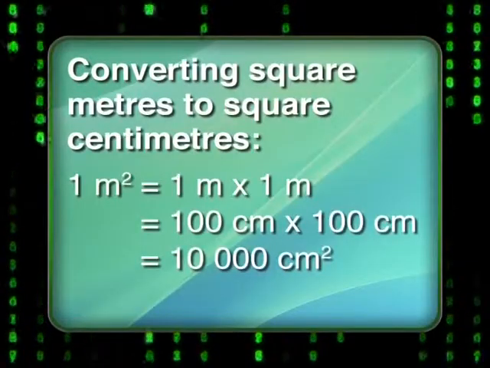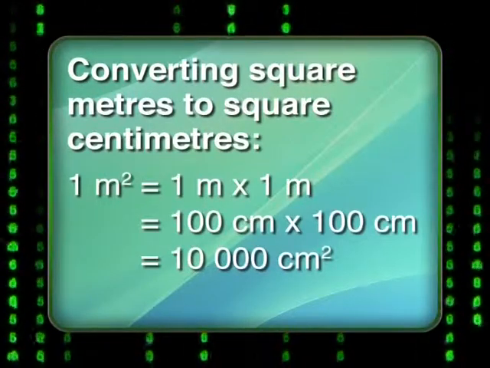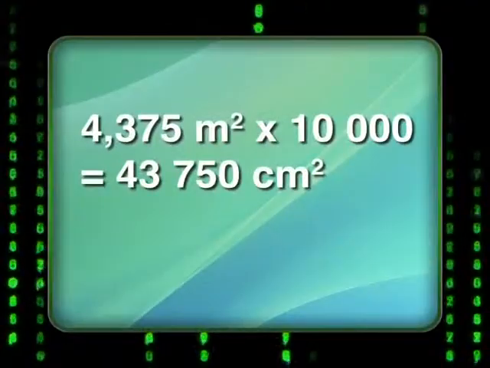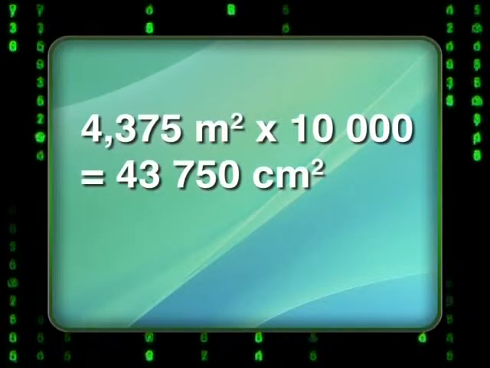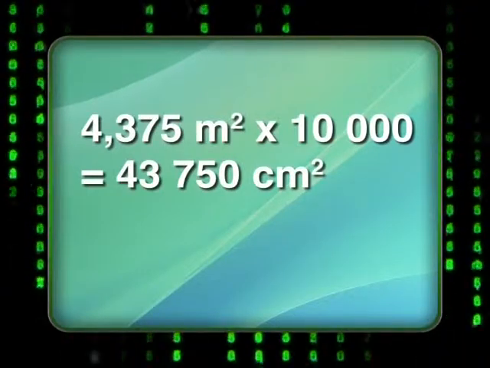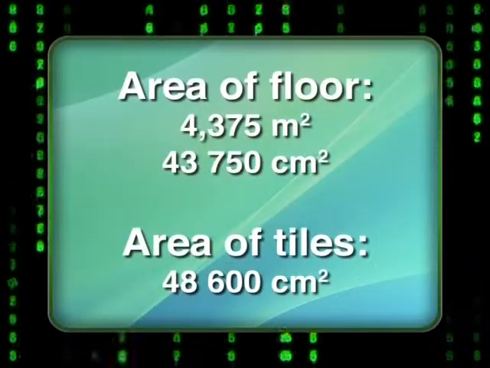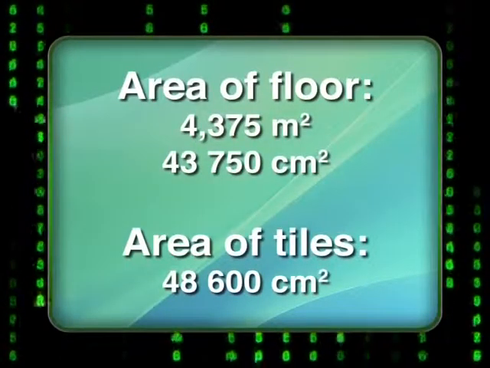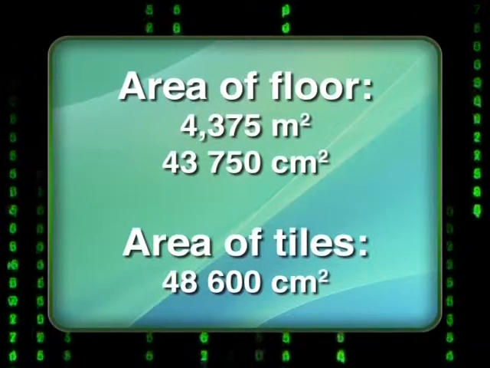So, when you convert, you need to multiply by 100 times 100, which is 10,000. Let's try that with the area of the floor. 4,375 times 10,000 will give us 43,750 square centimeters. Compare that with the area of 81 tiles that Lebo wants to buy. The floor area is more than 43,000 and the area of the tiles is more than 48,000.